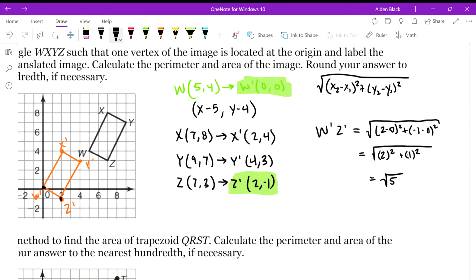So we know that the length of W prime Z prime is square root 5, which we'll just write as W for width. So the width of this rectangle is square root 5.